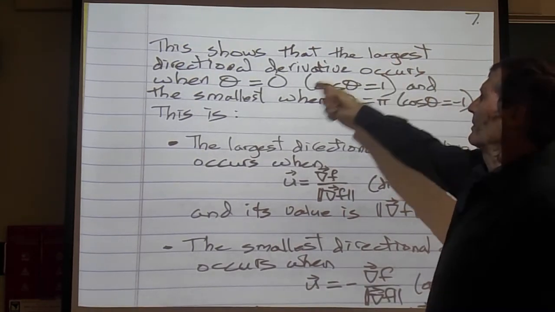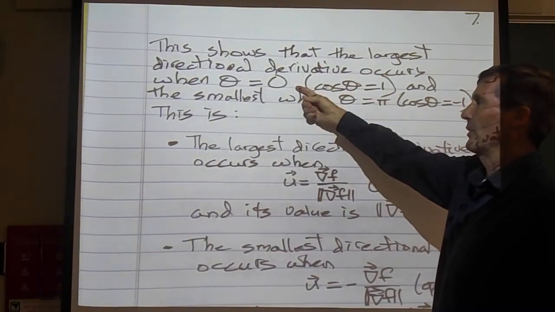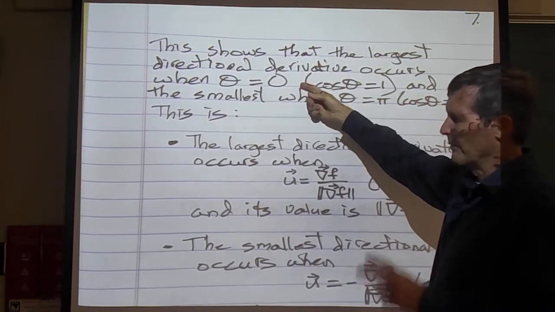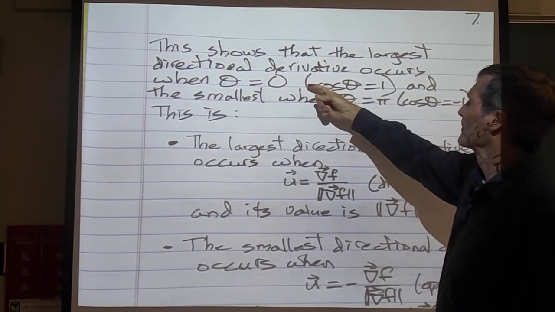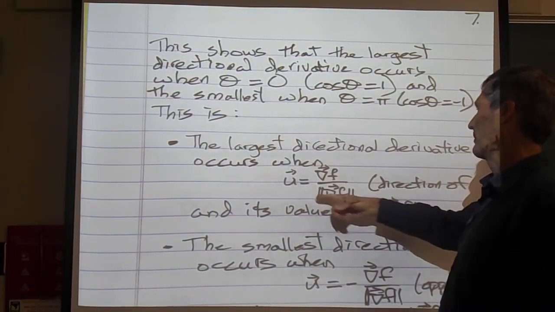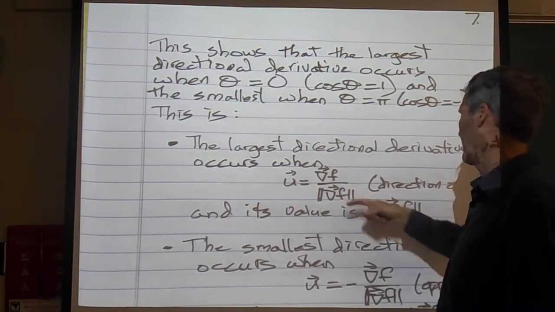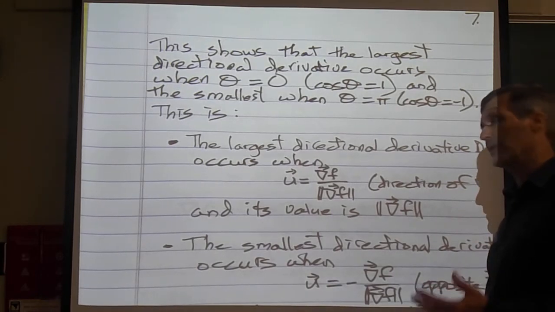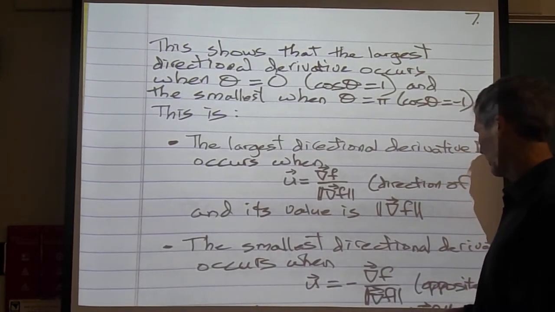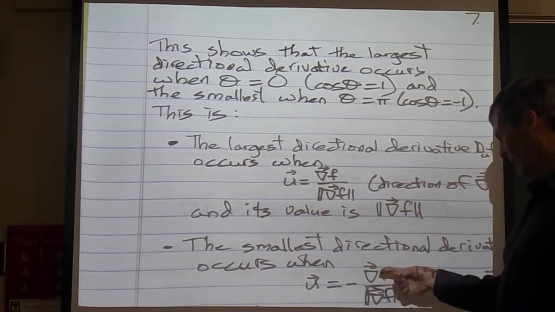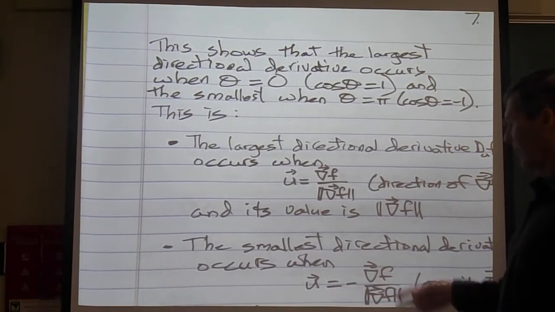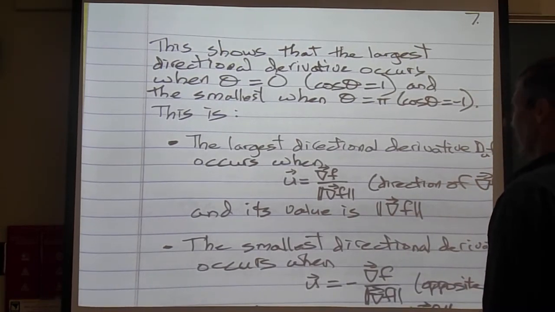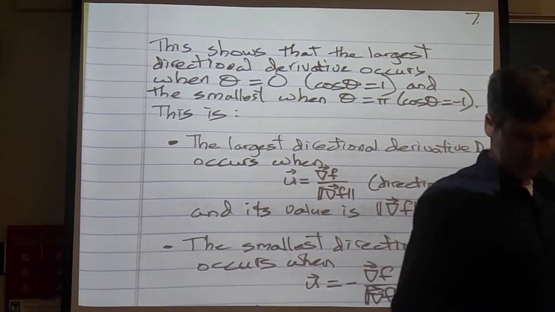So there's the conclusion we just said. When theta equals 0, that's the direction where you get the largest gradient. What's the value of the gradient? We showed that it was the absolute value of the gradient, or the length of the gradient. And so that's what we get. U equals the unit vector in the direction of the gradient, gives the direction of steepest increase, and its value is the gradient. And then what about the direction of steepest decrease? Well, that's just the opposite direction. Then cosine is minus 1. When you go minus the gradient over its length, the value is minus the length of the gradient, which is the value of the directional derivative. So that's the maximum and minimum directional derivative.